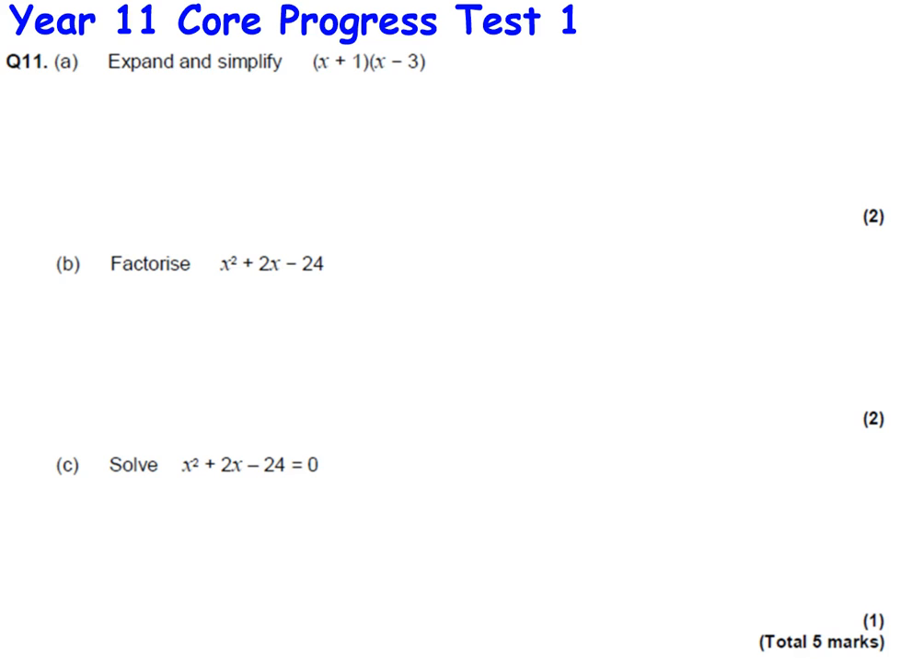Welcome to question 11 on the Year 11 Core Progress Test 1. Now question 11 is all about expanding, factorising and solving quadratics. Starting question A, expand and simplify (x + 1)(x - 3).